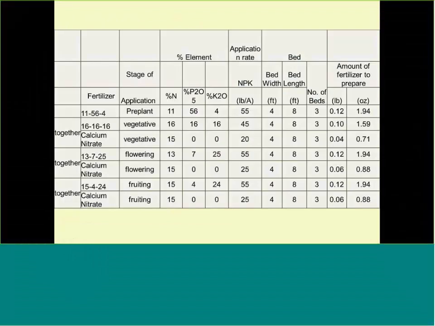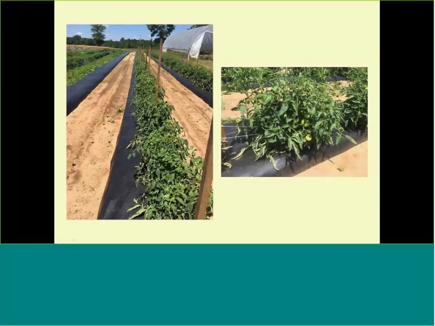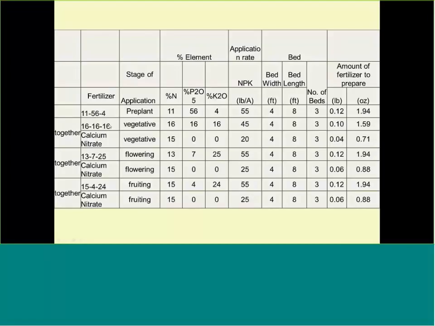What did I use in these 2 rows of commercial tomato production? I used a pre-plant fertilizer. Let me show the bag. You see why it's called a pre-plant fertilizer? You see how it has a very high amount of phosphorus in it. Again, pre-plant. I used triple 16 and calcium nitrate together in the vegetative stage.